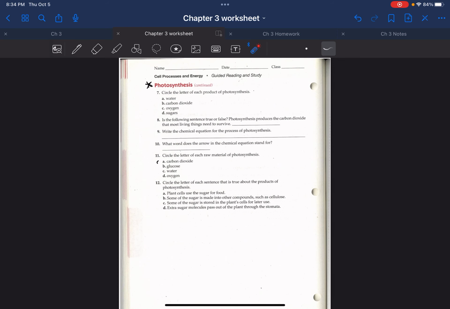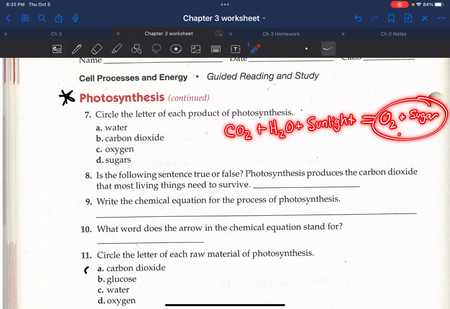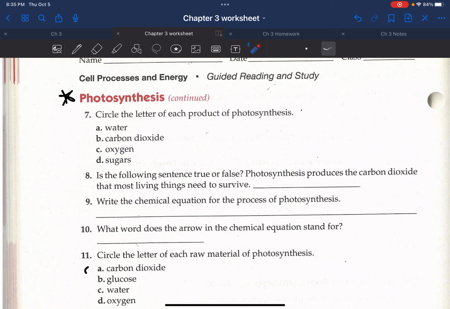Let's go back to your worksheets. Circle the letter of each product of photosynthesis. Now remember, product means what you get out of it, right? So remember, I need CO2 plus H2O plus sunlight. Those are not the products. Those are what we need. It will equal oxygen and sugar. Those are the products. So let's go over here and check that out. Water? No. Carbon dioxide? No. Oxygen? Heck yeah. Sugar? Yes.